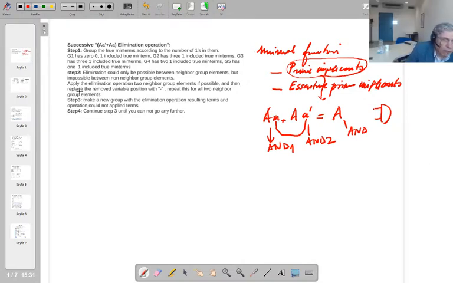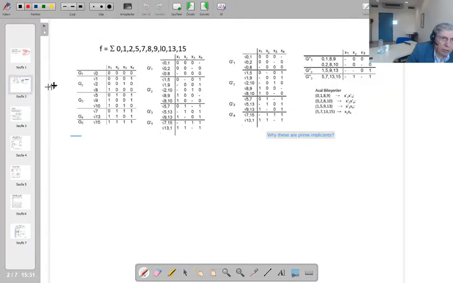So one way, the easiest way of finding all these prime implicants, or applying this elimination operation, is grouping the true minterms of a given function. I'm going to explain it on a given function. So assume that this is the function given to you. So we're going to find the minimal function for this given function.